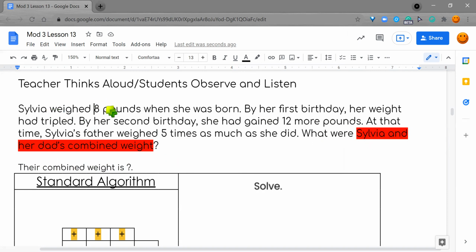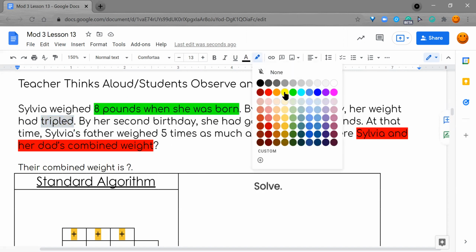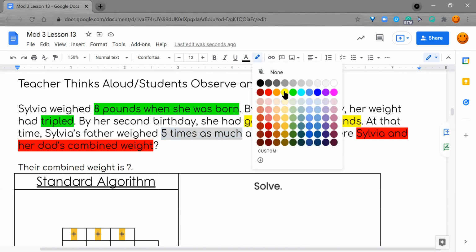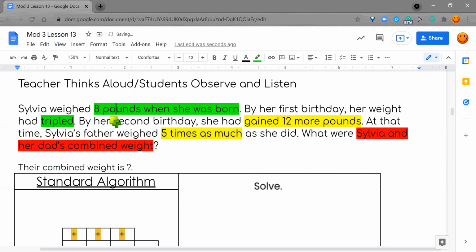Sylvia weighed 8 pounds when she was born. So I'm going to make that green. By her first birthday, her weight had tripled. So I'm going to go ahead and do this tripled thing, which I think is kind of cool. But we need to add a couple things. By her second birthday, she had gained 12 more pounds. Okay. But after that, at that time, Sylvia's father weighed 5 times as much. So we have a couple things in the middle. So we need to figure out what we're doing.